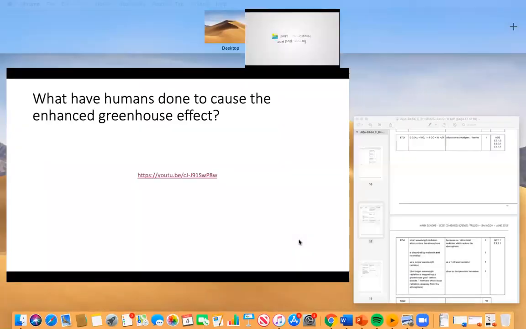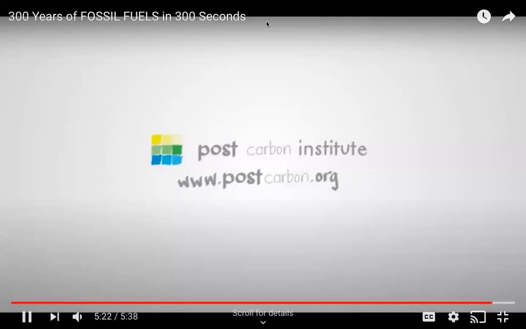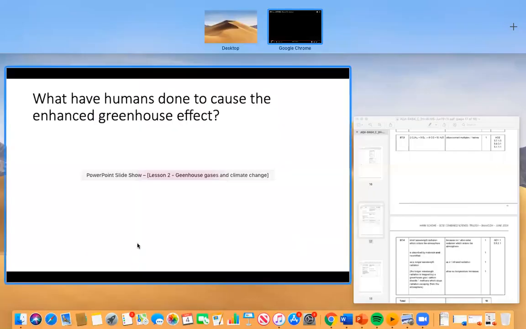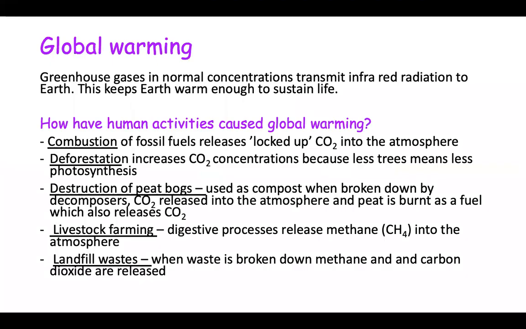Okay. So, one of the things that you need to be able to mention from that sort of list, things that have caused global warming, is combustion of fossil fuels, so in engines, planes, cars, factories, and that releases locked up carbon dioxide into the atmosphere. Deforestation increases carbon dioxide concentrations because less trees means less photosynthesis.